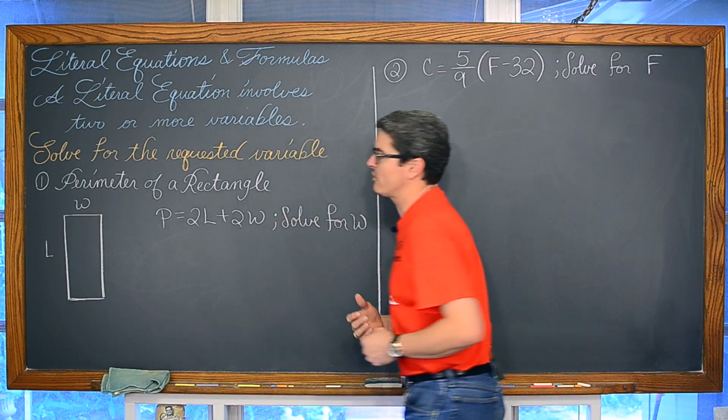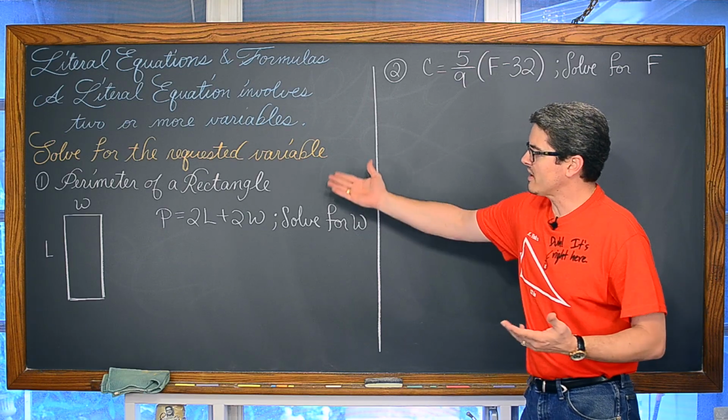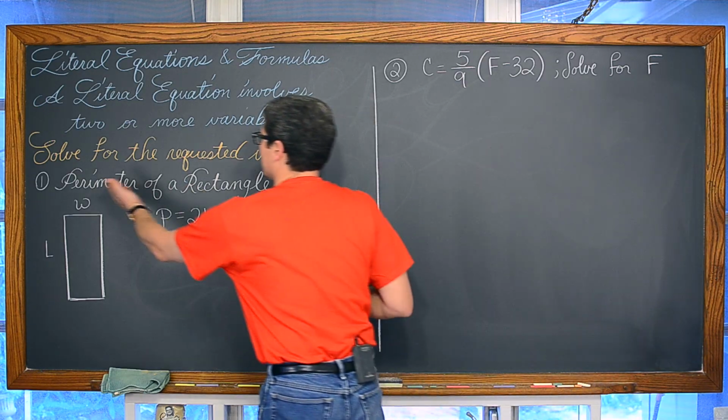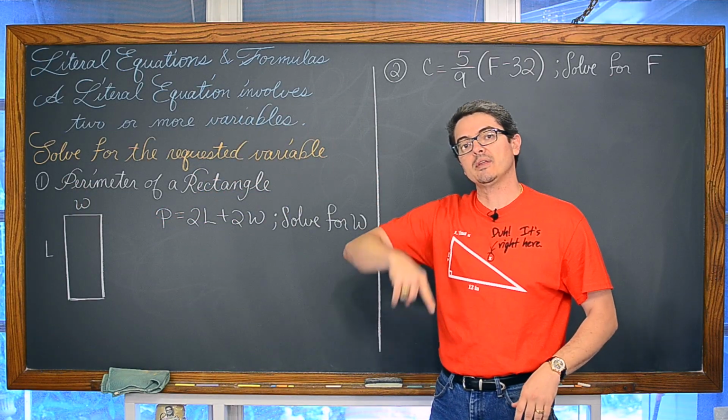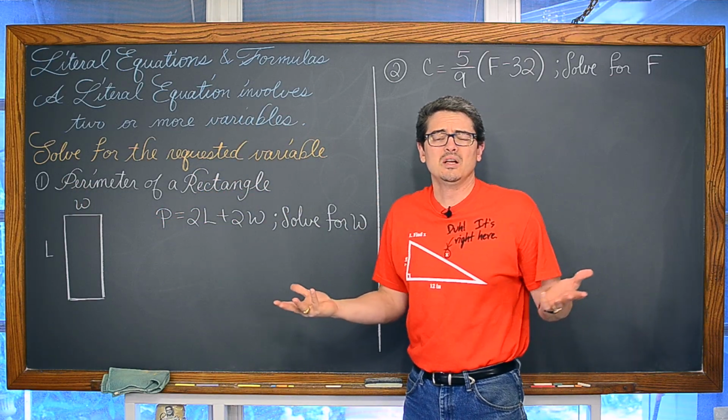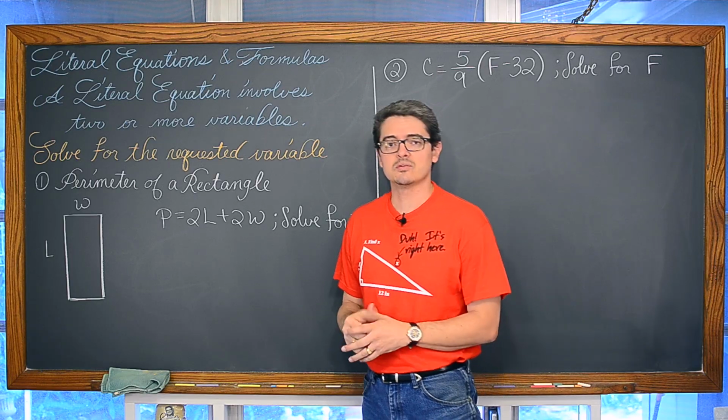Like we've got the perimeter of a rectangle. Well, how do you find the perimeter of any geometric figure? Perimeter is just the distance around the outside of an object. If it's a circle, that perimeter has a special name. We call it the circumference.